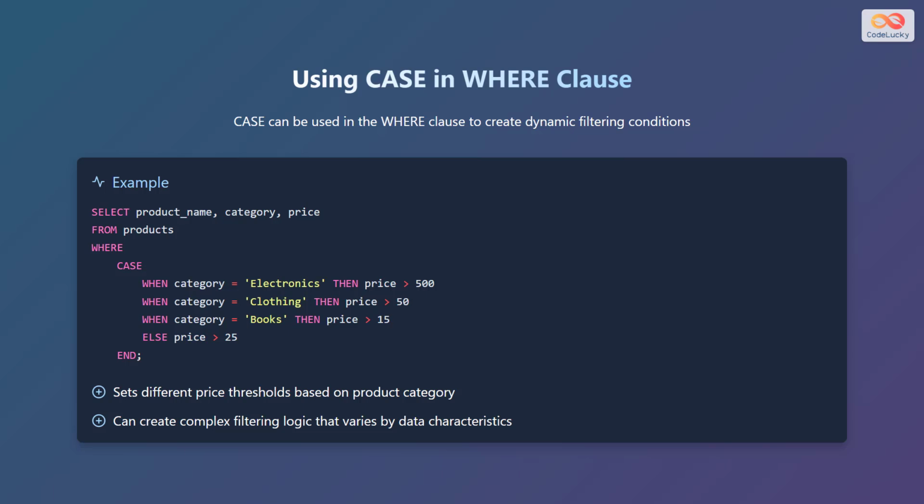CASE can be used in the WHERE clause to create dynamic filtering conditions. Here is an example: SELECT product_name, category, price FROM products WHERE CASE WHEN category = 'electronics' THEN price > 500 WHEN category = 'clothing' THEN price > 50 WHEN category = 'books' THEN price > 15 ELSE price > 25 END. This sets different price thresholds based on product category. It can also create complex filtering logic that varies by data characteristics.